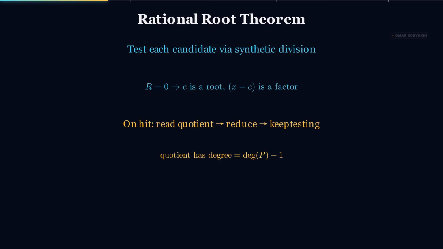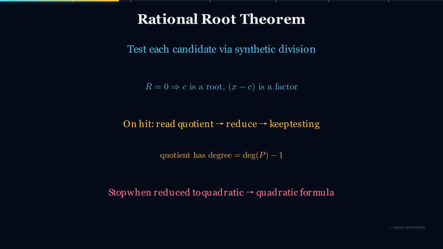Testing each candidate. Apply the factor theorem via synthetic division on each candidate from the list. For candidate c, run synthetic division by x minus c. If the remainder is 0, c is a root and x minus c is a factor of p. The quotient polynomial in the tableau is p divided by x minus c with degree 1 less than p. If the remainder is non-zero, c is not a root and we move on to the next candidate.